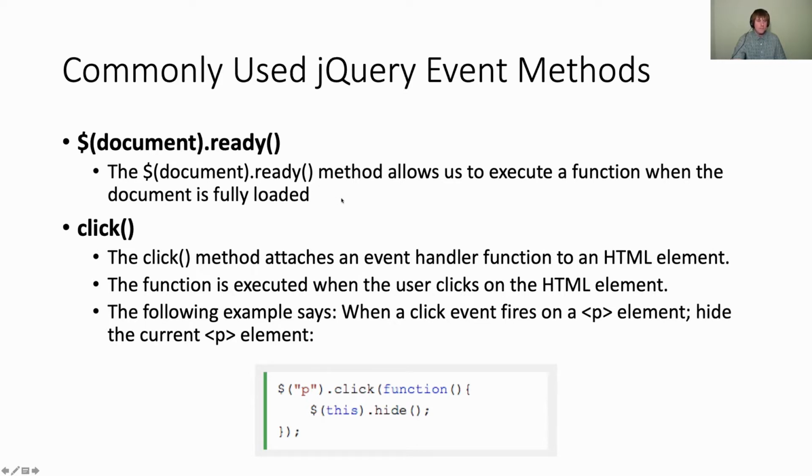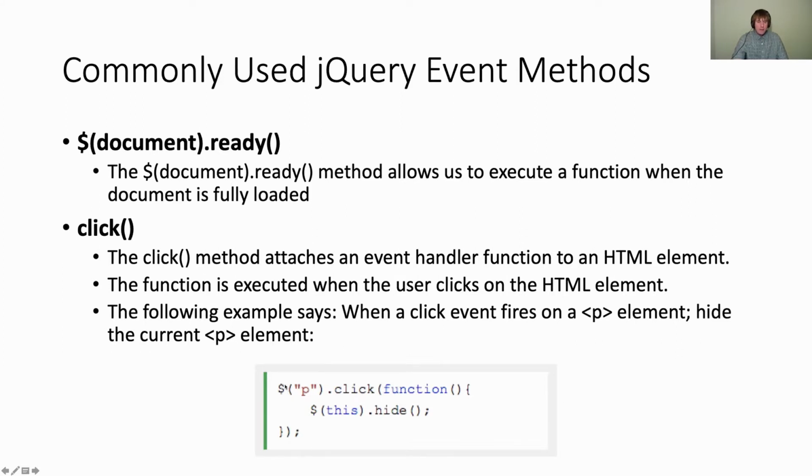has fully loaded. Another one we looked at in an example but didn't talk too much about was the click method, which is going to attach an event handler function to an HTML element. The function is executed when the user clicks on the HTML element. And let's take a look at this example. When the click event fires on the paragraph element, we're going to hide the current paragraph element.